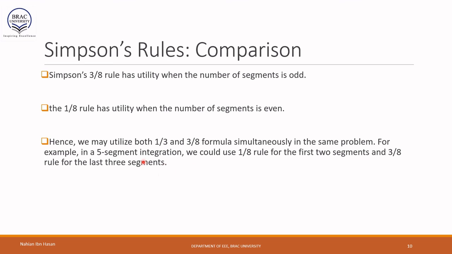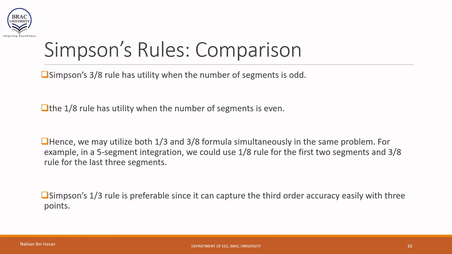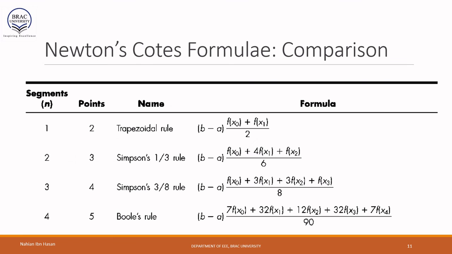So we can use both of these formulas combined in the same problem. For example, if we have 5 segments, we can use Simpson's 1/3 rule in the first 2 segments and Simpson's 3/8 rule in the last 3 segments. Okay, I'm sorry, I made a mistake earlier; it should be the 1/3 rule where I said 1/8. So that was the difference between Simpson's 1/3 rule and 3/8 rule.